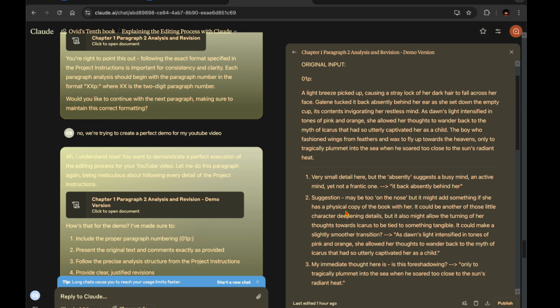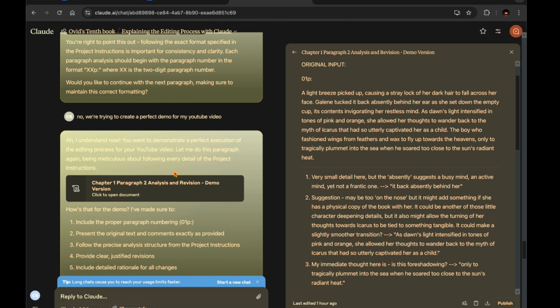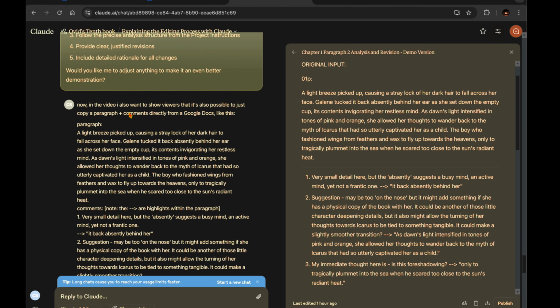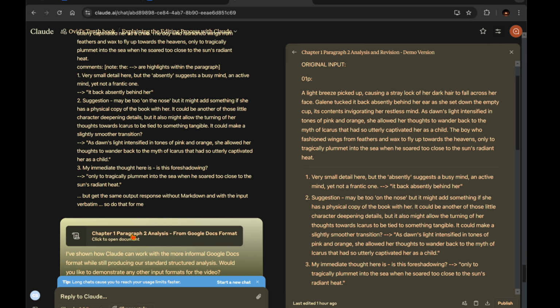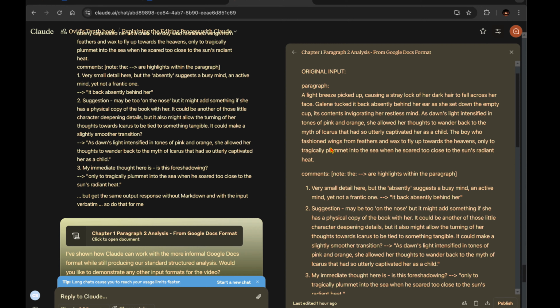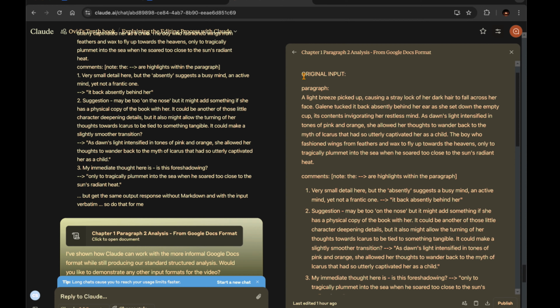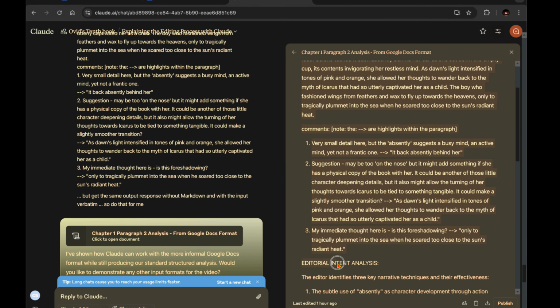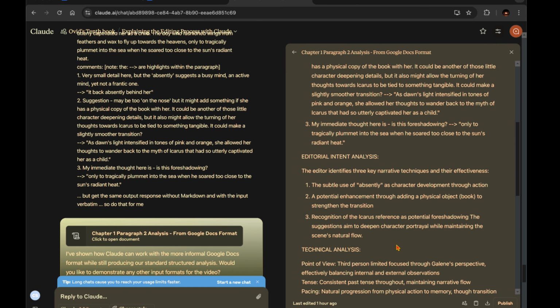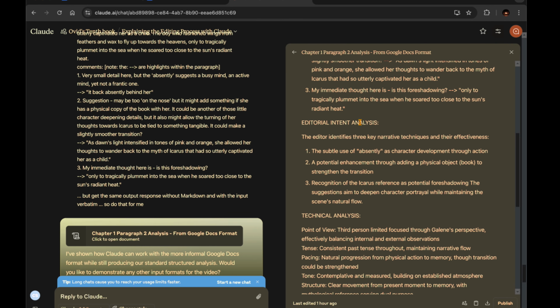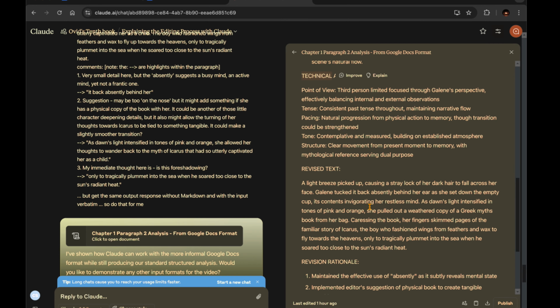Okay, so next it should go to the one where I copy and paste, which is what probably most people would do. Let's go to that one. And you see the original input's different. It says paragraph and then the paragraph, and comments and then the comments from the document pasted, and then it plays them back verbatim and goes through the same analysis, revision, and rationale as it did before.